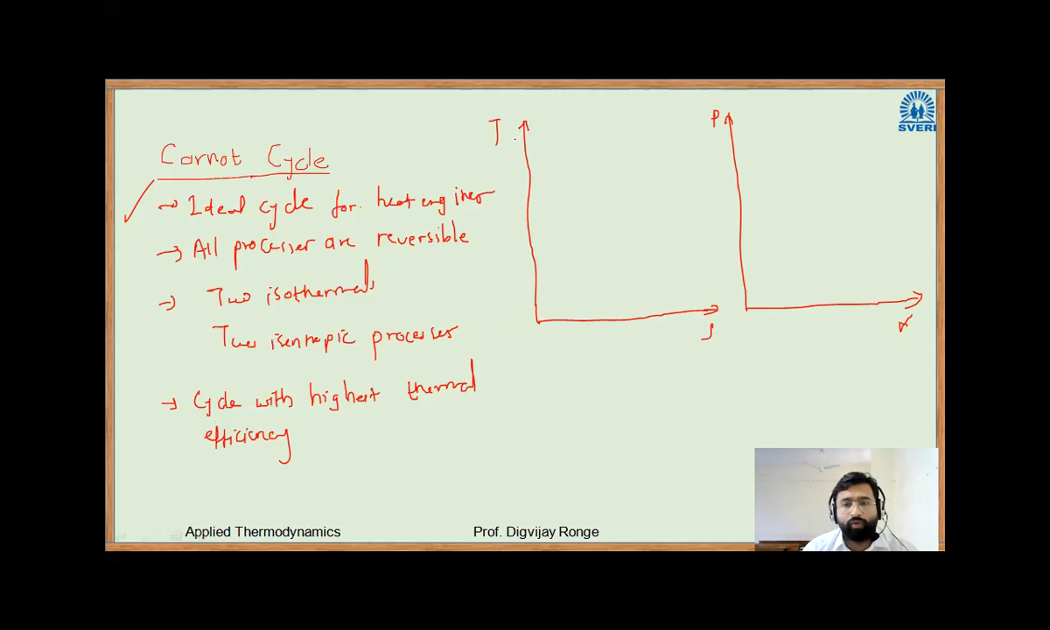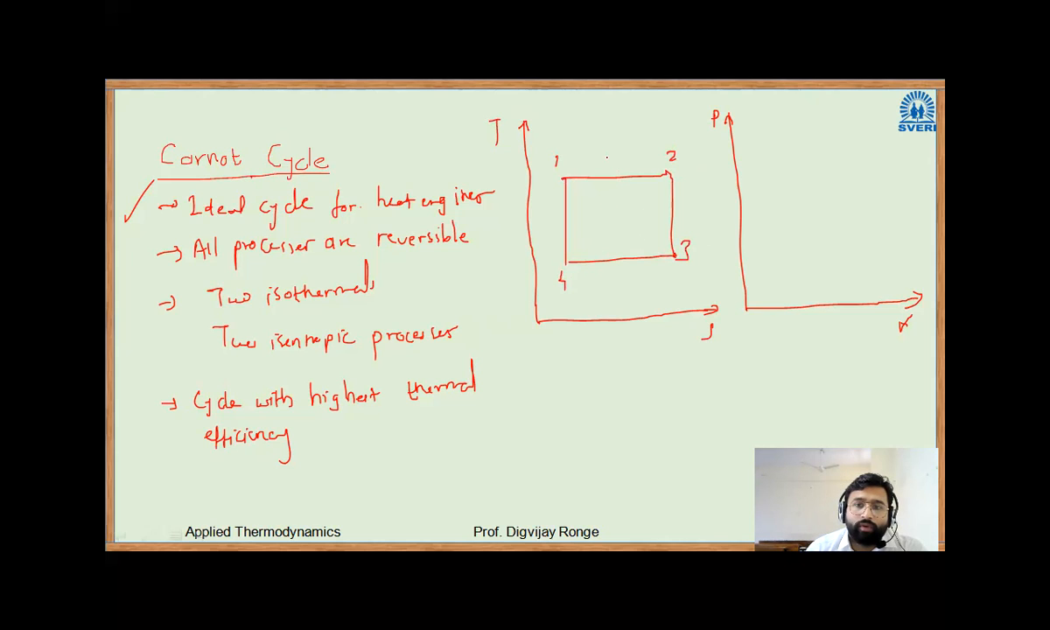Okay. So first graph here is the temperature versus entropy graph. There are two isothermal processes, so that means there will be two horizontal lines. And there are two isentropic processes, that means there will be two vertical lines. The cycle goes 1 to 2 to 3 to 4.